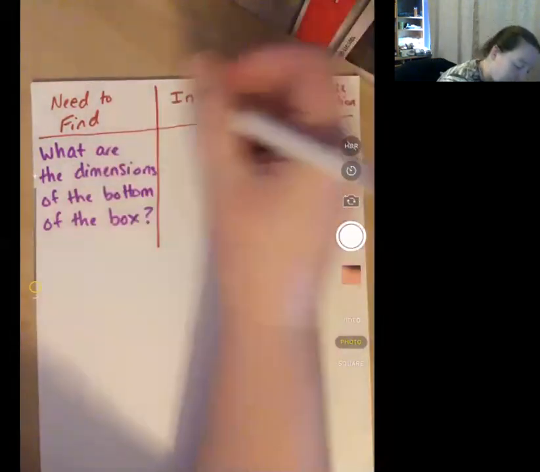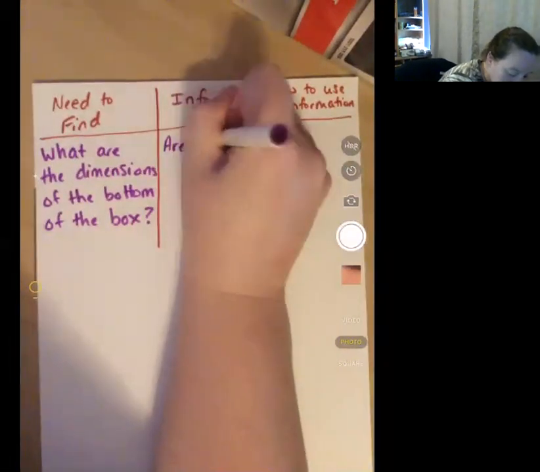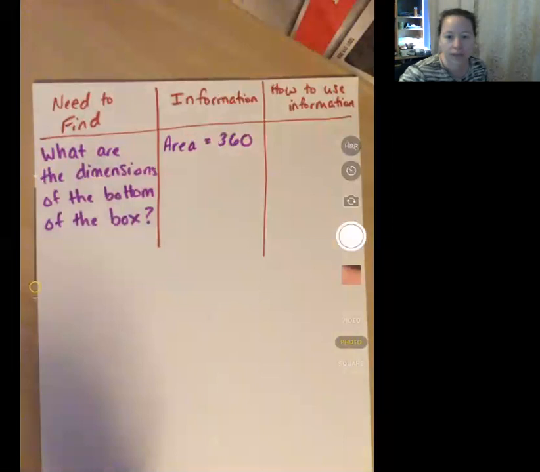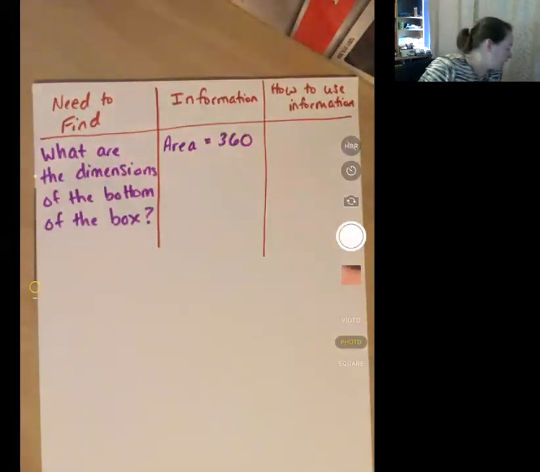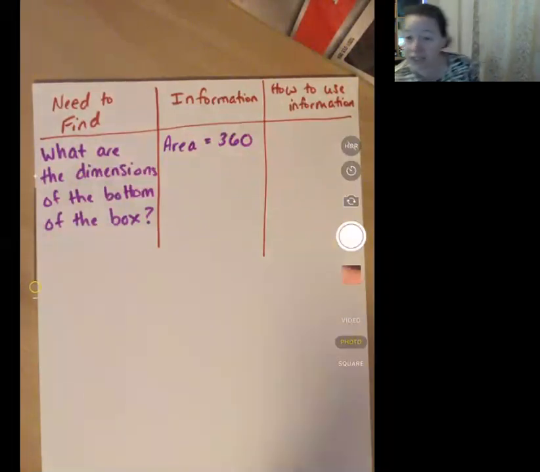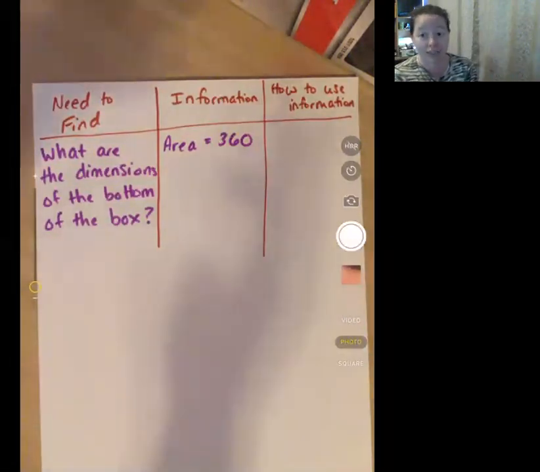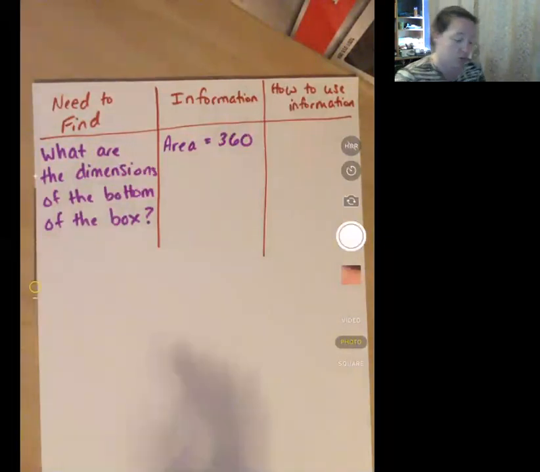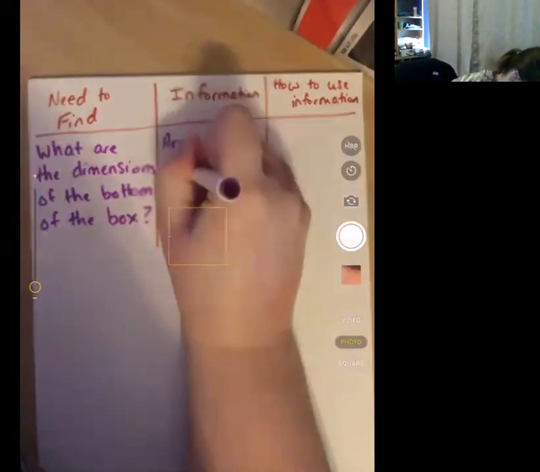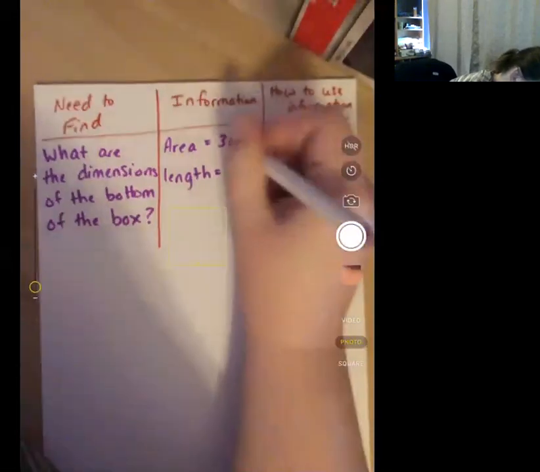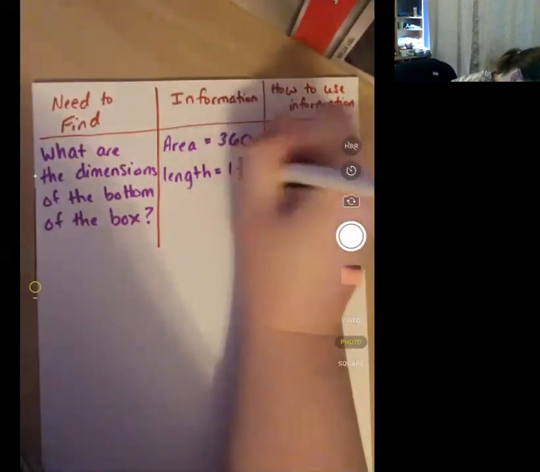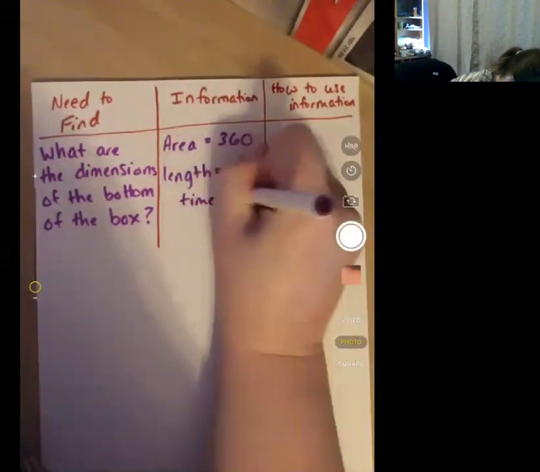So area is 360. That's our area. And then we know that the length is 1 3/5 the length of the other side. So since I know the area for a rectangle is length times width, I'm just going to talk about them like the length and width. It'll make us far less confused. So the length is equal to 1 3/5 times the width.